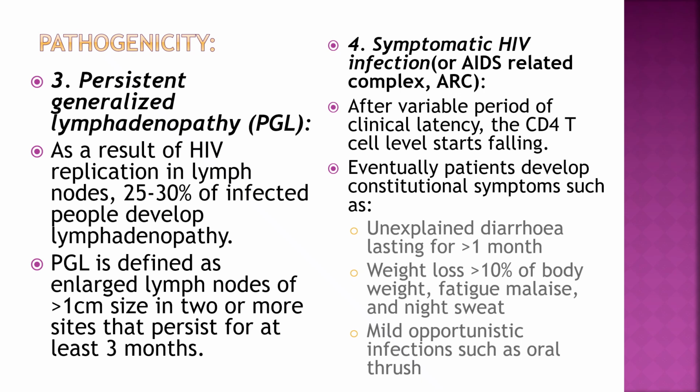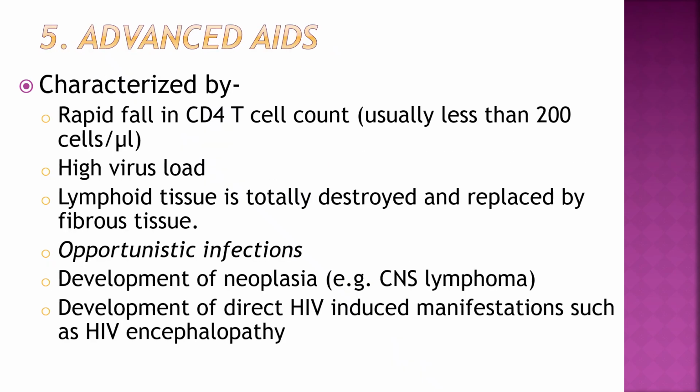Fourth is symptomatic HIV infection or AIDS-related complex, ARC. After a variable period of clinical latency, the CD4 T cell level starts falling. Eventually, the patient develops constitutional symptoms like unexplained diarrhea for more than 1 month, weight loss more than 10% of body weight, fatigue, malaise, night sweats, and mild opportunistic infections such as oral thrush.